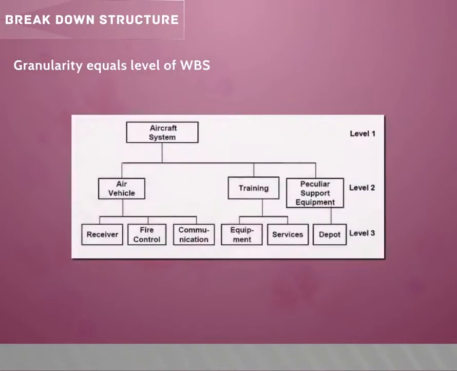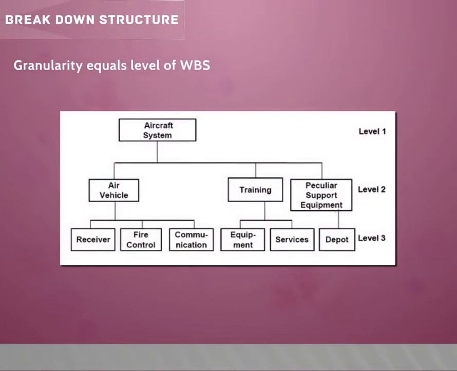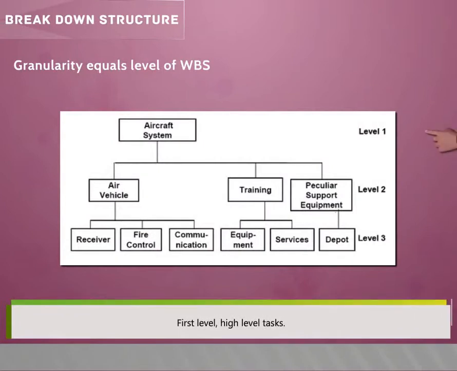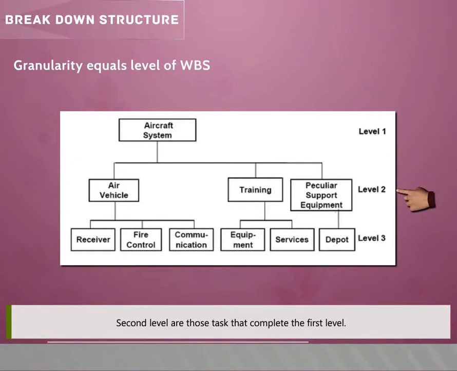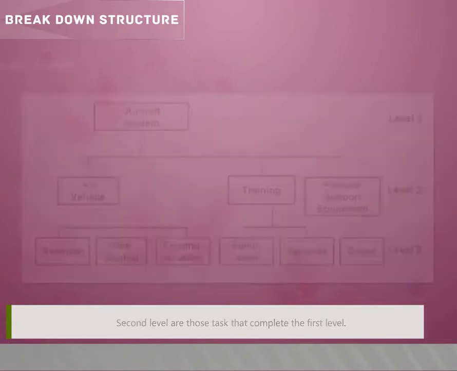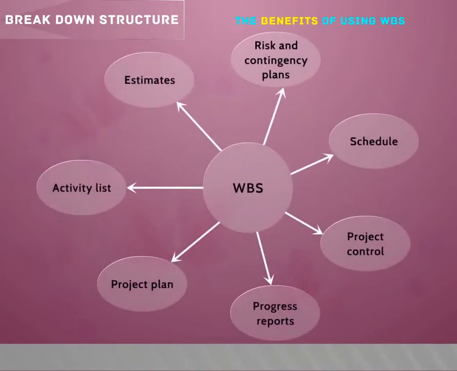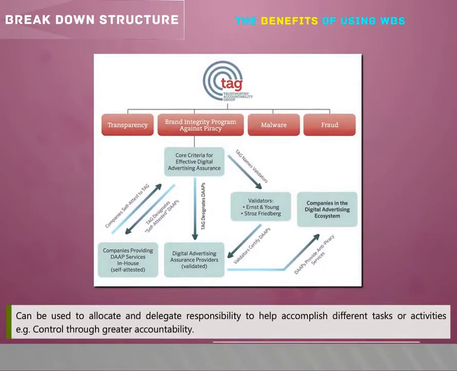Work breakdown structure. Granularity equals the level of WBS. First level: high-level tasks. Second level are those tasks that complete the first level. The benefits of using WBS: it can be used to allocate and delegate responsibility to help accomplish different tasks or activities, for example, control through greater accountability.